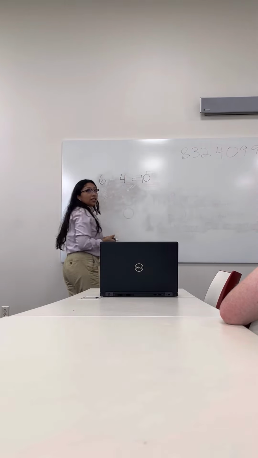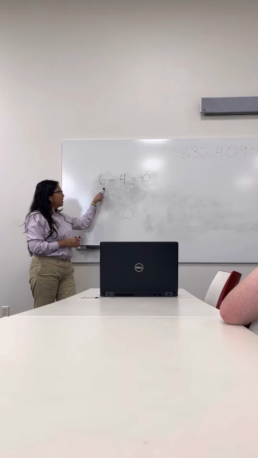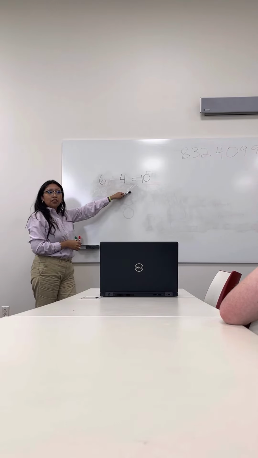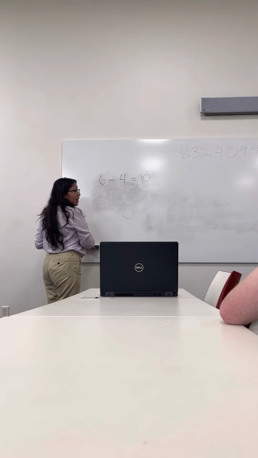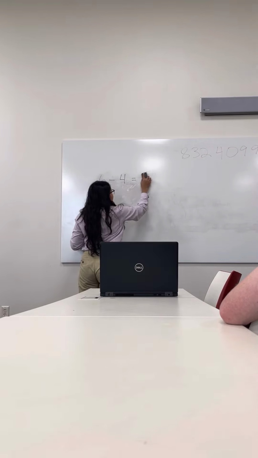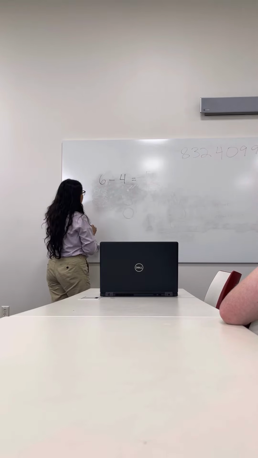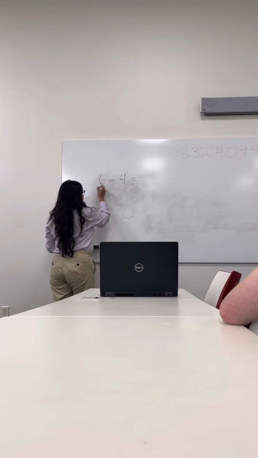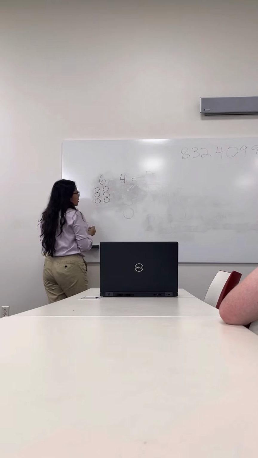Okay, so does everybody agree with that? Do you think 6 minus 4 is 10? No, right? Why? Yes, because 10 is bigger than both of these numbers. So what Alex did is he added 6 plus 4. Remember, Alex, what we are doing is taking away. So let's do our circles, okay? So 1, 2, 3, 4, 5, 6, okay?